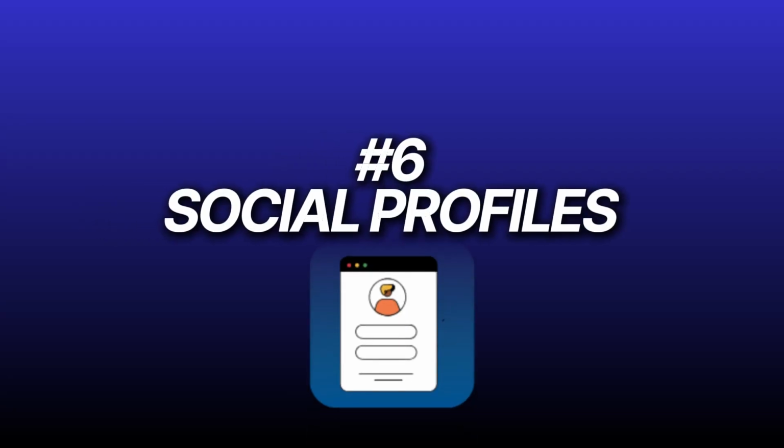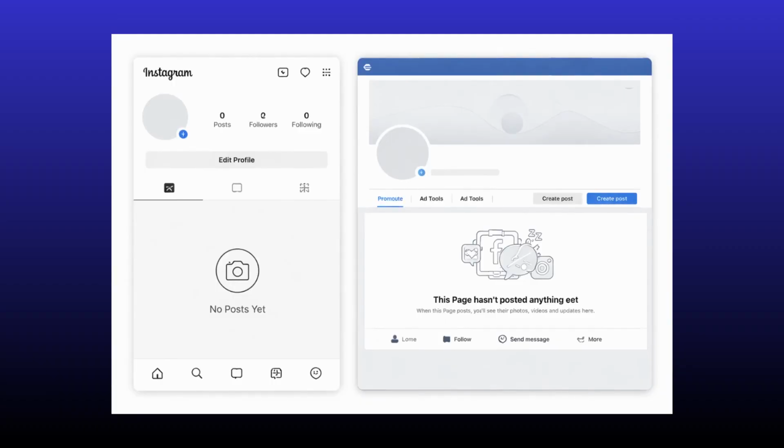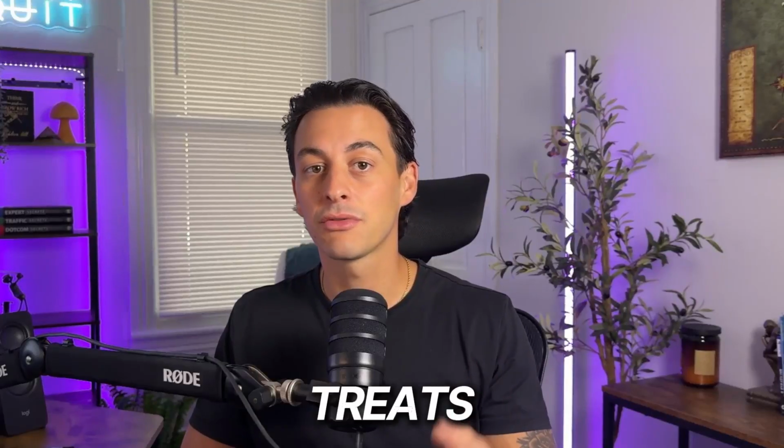Sixth, your social profiles. This is underrated, but inactive Instagram and Facebook pages hurt your CPMs. Meta looks at your profile as a signal of legitimacy. If your page has no content, no followers, and no engagement, the algorithm treats your ads as lower quality. Post content. Look like a real human. This matters more than most people realize.